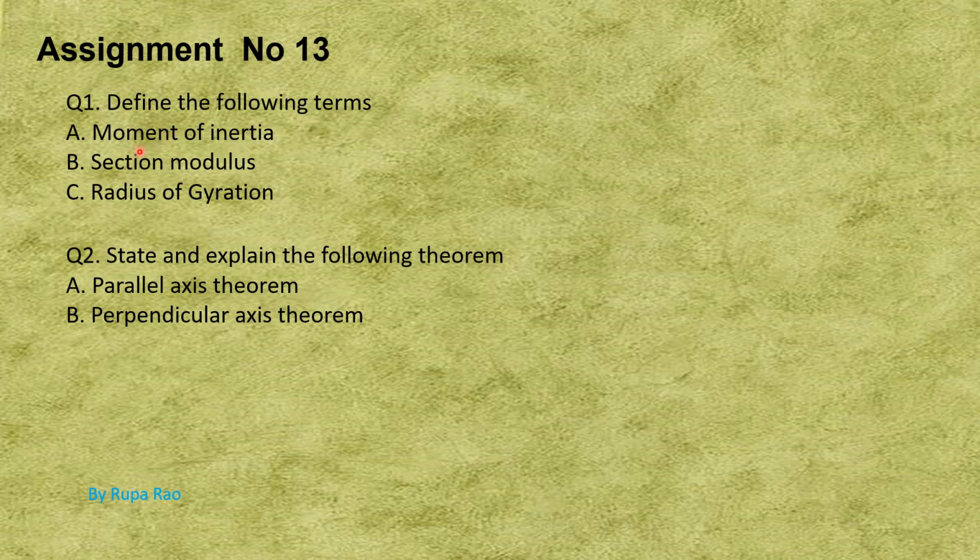Question 1: Define the following terms: moment of inertia, section modulus, and radius of gyration. Question number 2: State and explain the following theorems: the parallel axis theorem, and the perpendicular axis theorem. This is the theory which is asked in the exam.